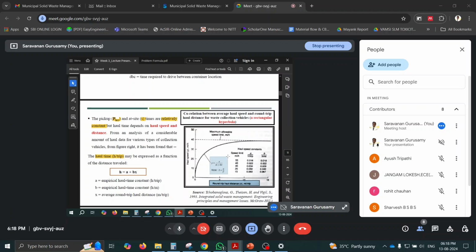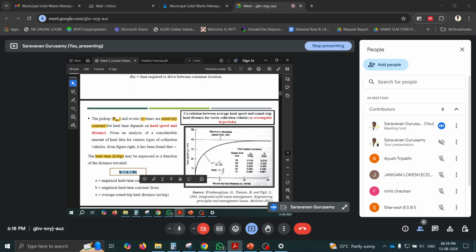Then the equation will be y equals x by (a plus bx). Again, h will be x by y. So the whole haul time h will be directly calculated in terms of a plus bx. That is what we have calculated from here. So you can see h equals x by y, and y equals x by (a plus bx).